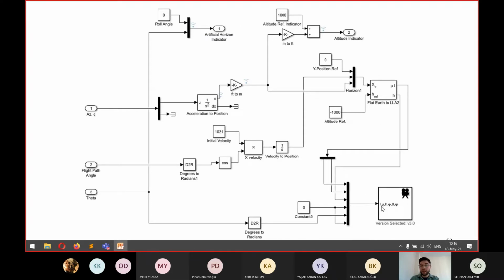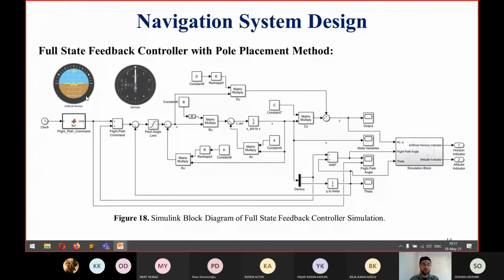In this block, I have to supply latitude, longitude, and altitude, roll, theta, the pitch angle, and yaw angle. And I have to convert the x, y, z position to latitude and longitude. I use the Flat Earth to LLA block, and I also supply the artificial horizon indicator and altitude indicator using state variables. You can observe the motion of the munition in here.